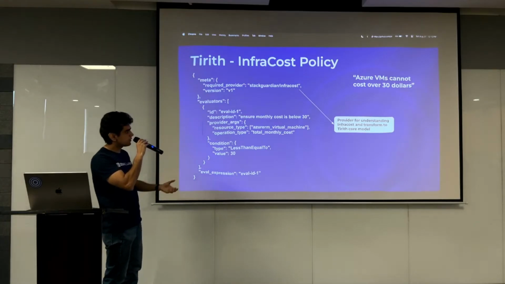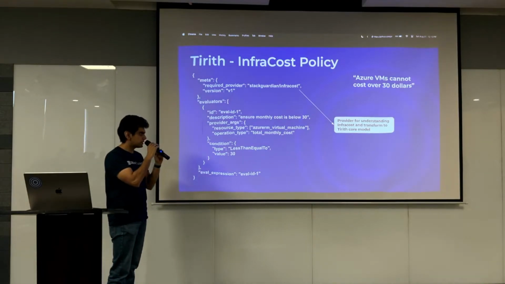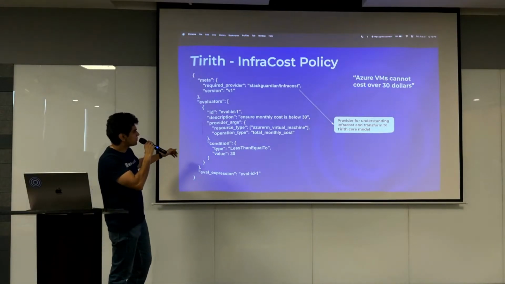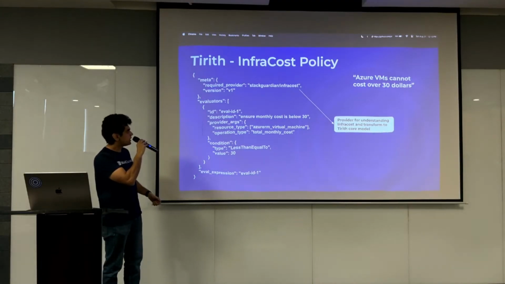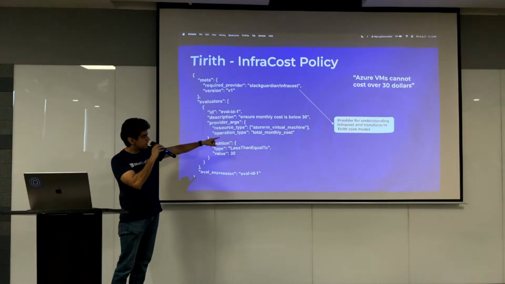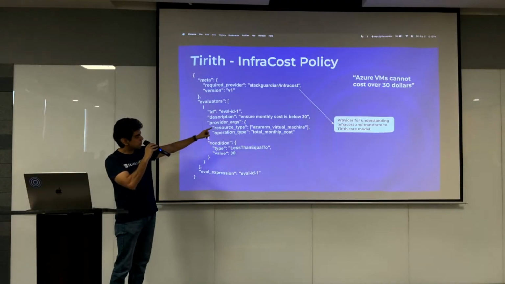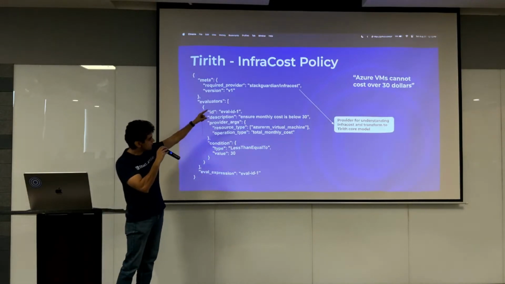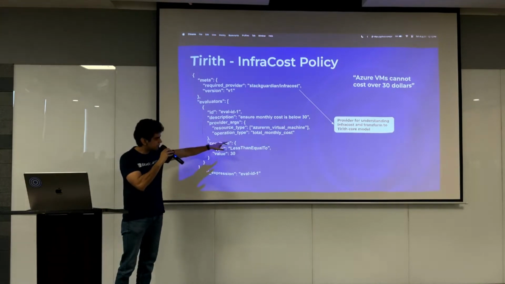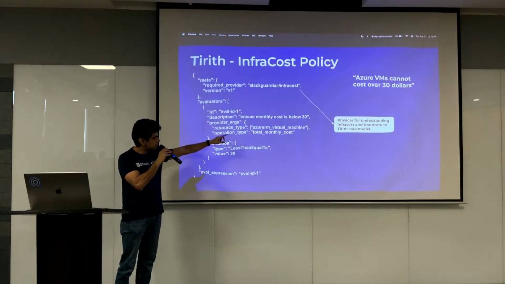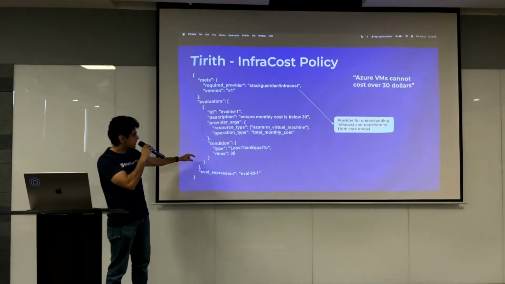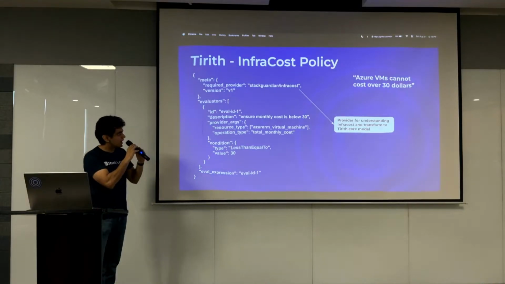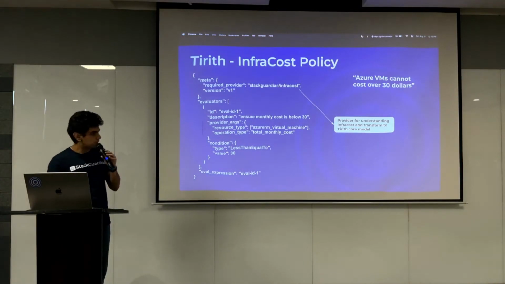Okay. Now, what if I want to control that cost and make sure that it doesn't cross the threshold? So this policy is an example of just that, where we are making sure the total monthly cost of Azure virtual machines is below 30, so less than or equal to 30. We have an Infracost provider. In the provider args, we have an operation type, which is the total monthly cost, and the resource type, which is Azure virtual machine. And in the condition, we are making sure that the total monthly cost is less than or equal to 30. I hope this is pretty straightforward, much easier than the last policy.